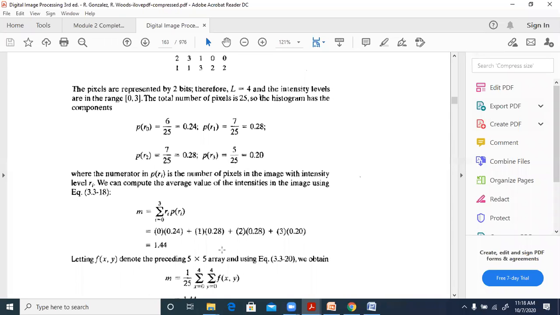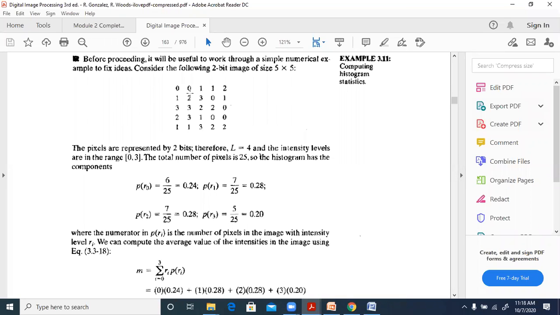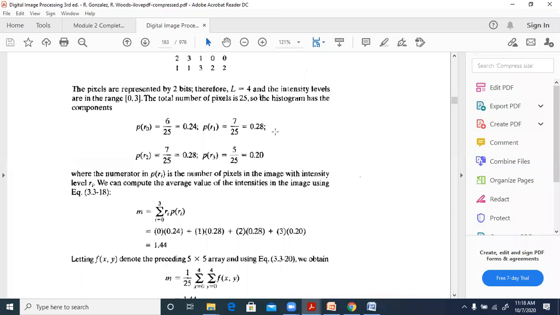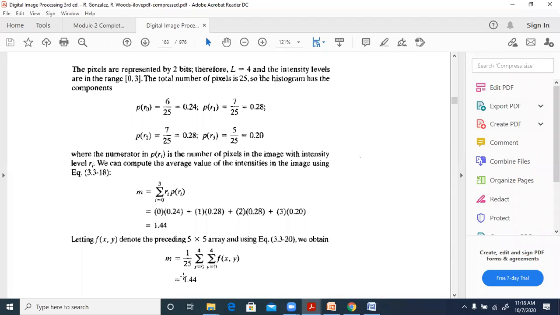This also can be found directly from the intensity of the pixel f of x,y, denoting the preceding 5 by 5 array, and using that we will get directly the value. So what it means is, you need to add up all the things over here, 0, 0, 1, 1, 2, 1, 2, 3, 0, 1, all these values you add and divide by 25. If you do that, you are going to get the value 1.44.